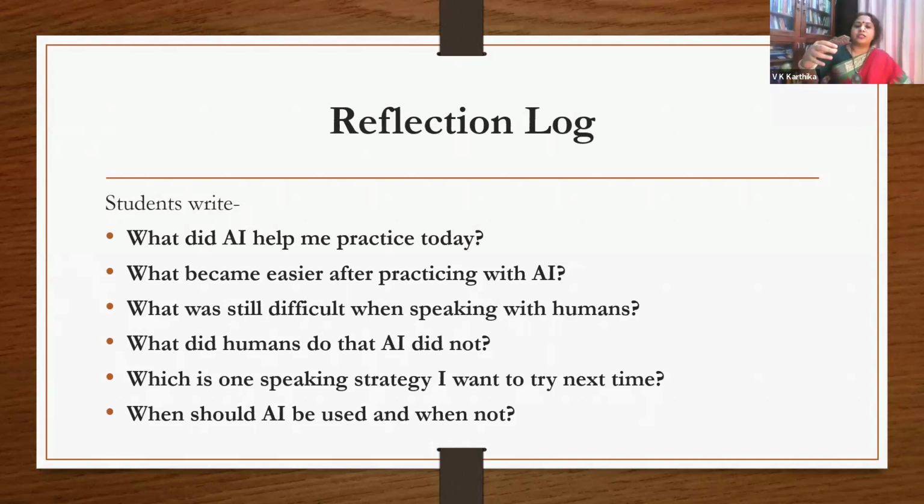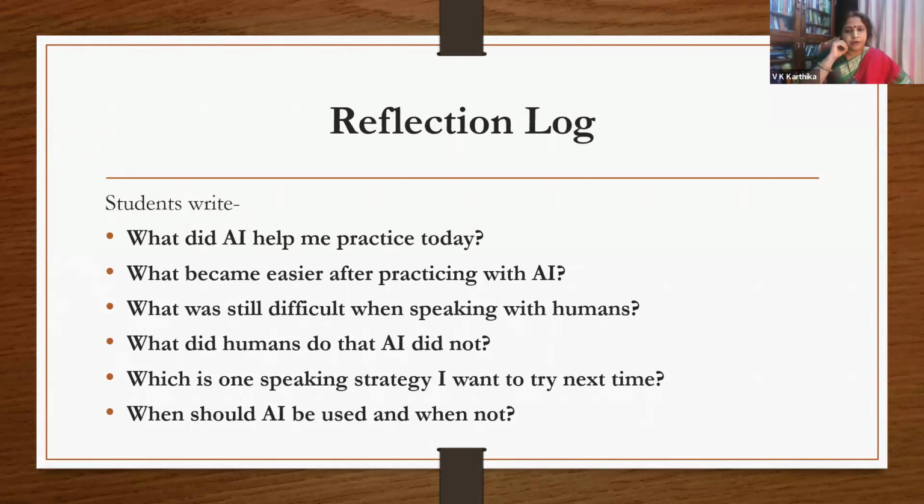Which is that one speaking strategy that I want to try next time? When should AI be used and when not? This is a larger kind of question. So when the students are able to reflect on it after every single activity, definitely with certain modifications to the questions, as I said, completely customized, we need to think it through. Activity based, student based, there are several different layers of customization that need to be taken care of. So when the students think through this reflection log, they become more aware of the role that AI can take up in their life, in their student life generally as well.